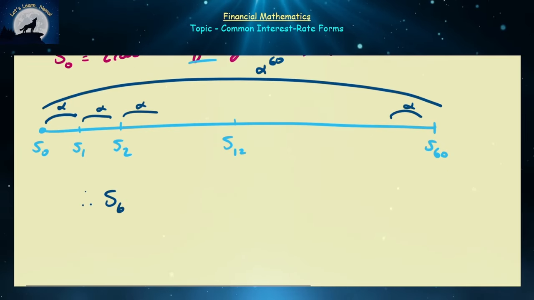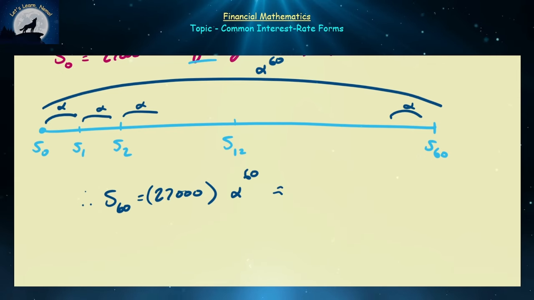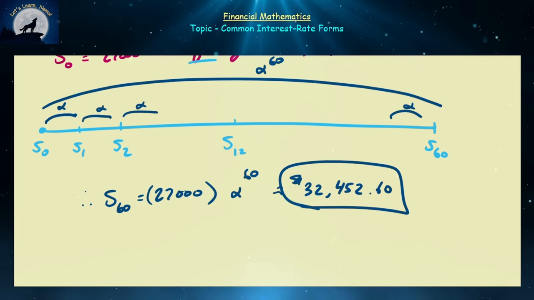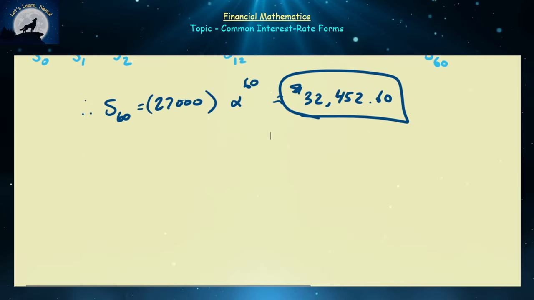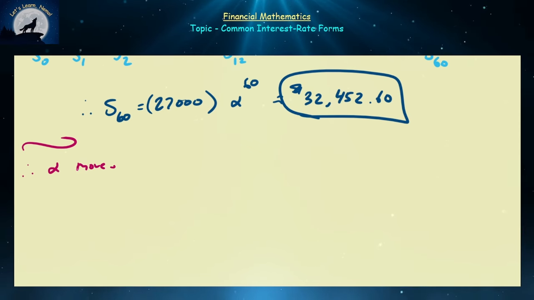So that means S60, which is going to be 5 years, is going to be equal to our initial principal times alpha to the power of 60, and that's going to come out to approximately $32,452.60. Right? So what does alpha do? Have you figured it out yet? So alpha moves things forward in time.